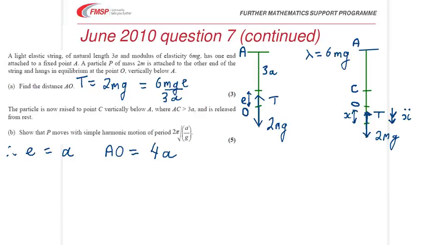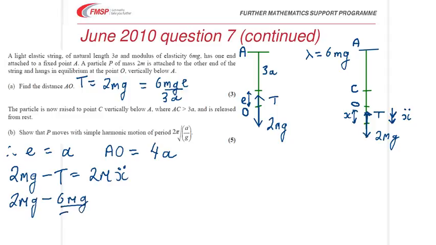So the equation of motion for that is, with x double dot as shown on the diagram, positive in the direction of x increasing, so downwards: 2mg minus T equals 2m x double dot. Now, the tension at that point is lambda, which is 6mg, over L, which is 3a, times the extension at that point, which is, because we're measuring x from O, a, because that was the extension at the equilibrium position, plus x.